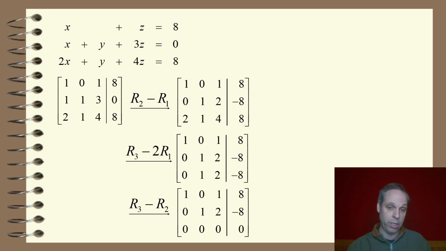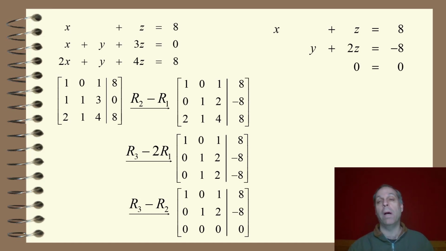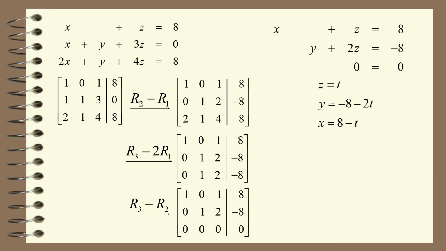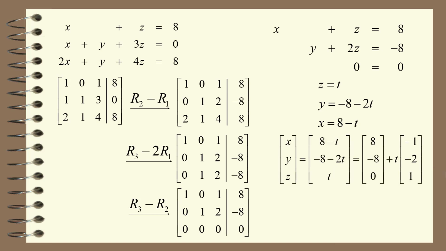So I'll convert this from here back to its equivalent system. I notice that the last row corresponds to the equation 0 equals 0, so I ignore it entirely. That means z corresponds to a free variable, while x and y are leading variables. I'll say that z, being a free variable, is just some parameter t, and I'll solve the leading variables in terms of the free variable by using back substitution. Once I have that, I write the answer in column form. And that's it. That's how to solve that problem.